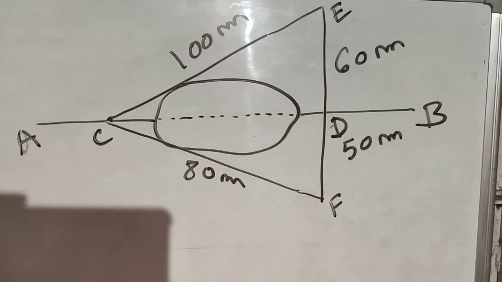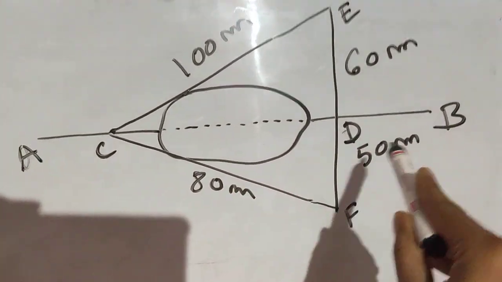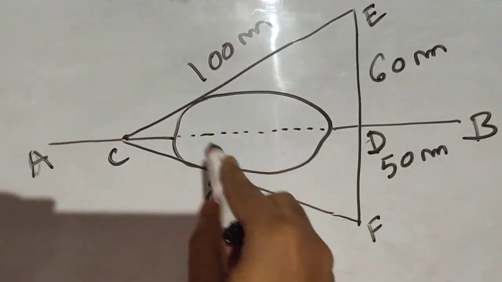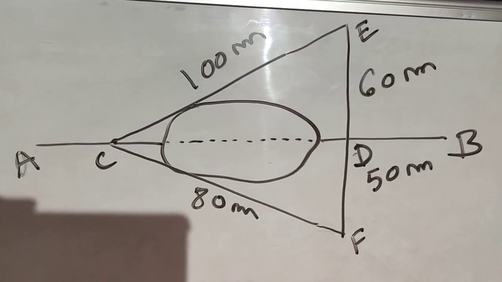So this is what the question is all about. We are conducting a chain survey on the ground along the line AB. But there is a pond in between. So what we need to do is find out the width of this pond.